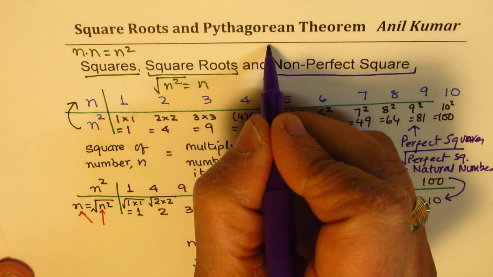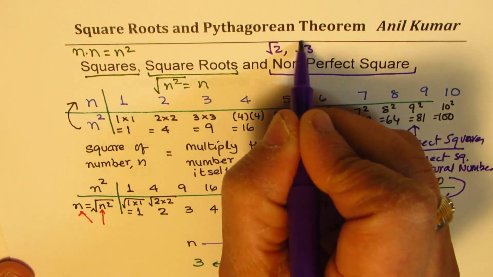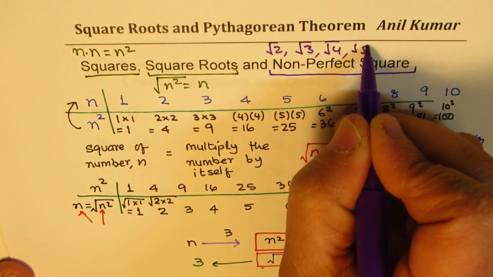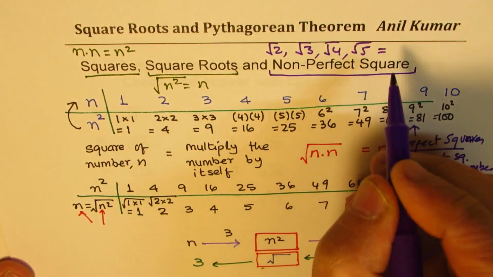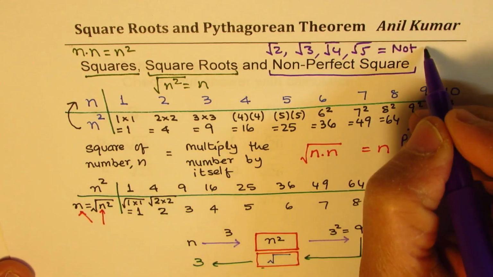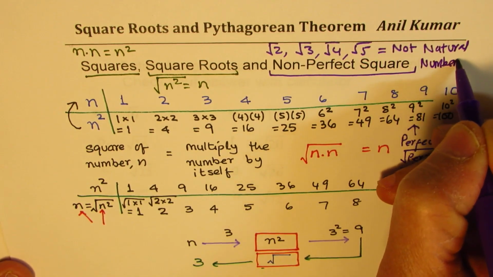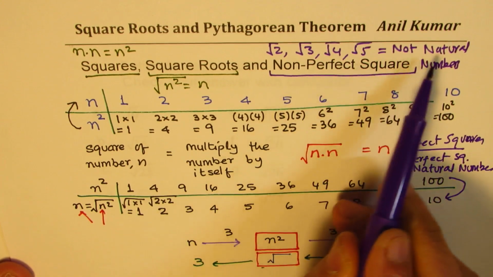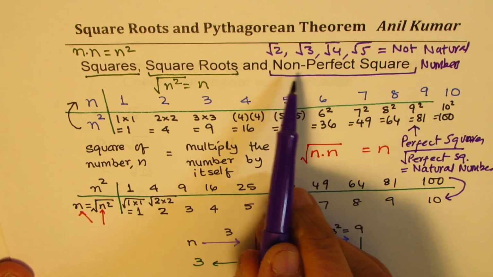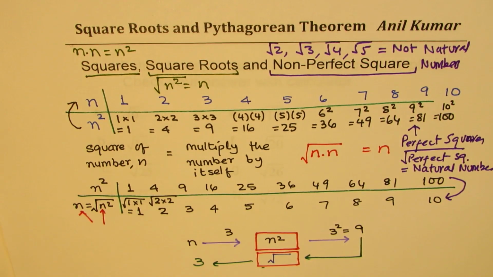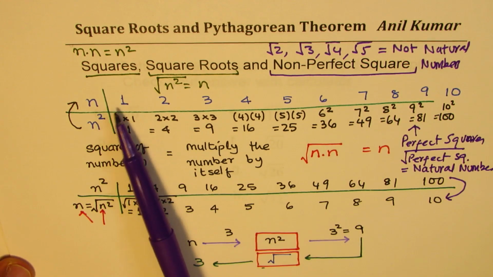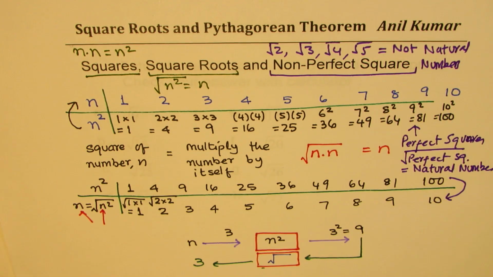So if I have to find the square root of 2, the square root of 3, the square root of 5, all these are not natural numbers. So if the square root is not a natural number, then we call them non-perfect squares. Does it make sense? So all other numbers will be treated as non-perfect squares. Only these 10 numbers from 1 to 100 will be treated as perfect squares. Perfect. Does it make sense to you?